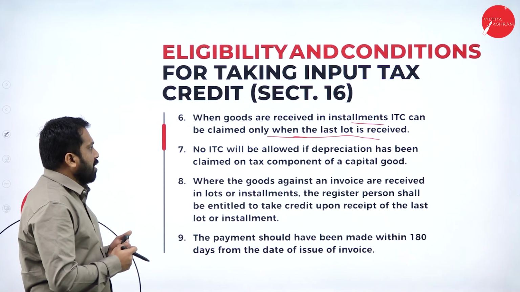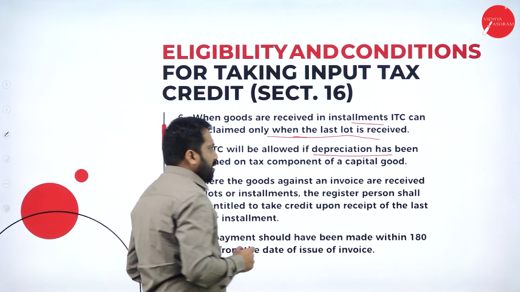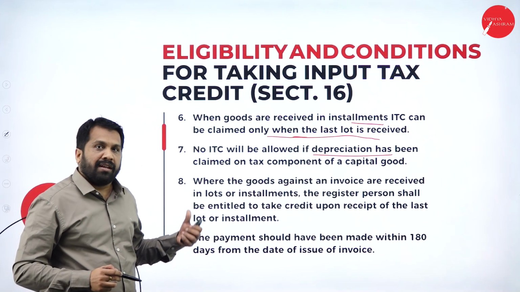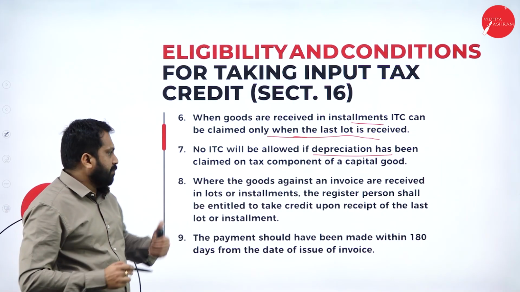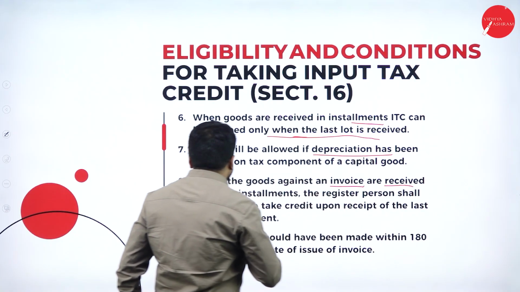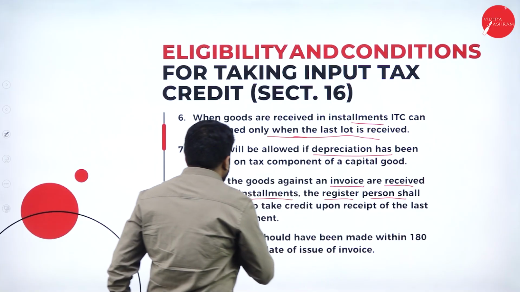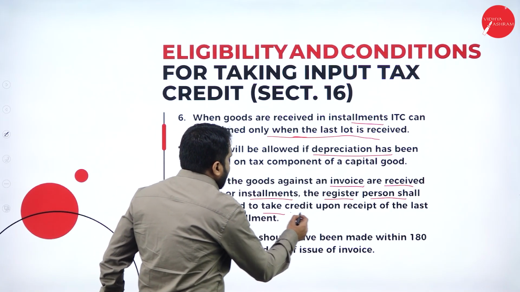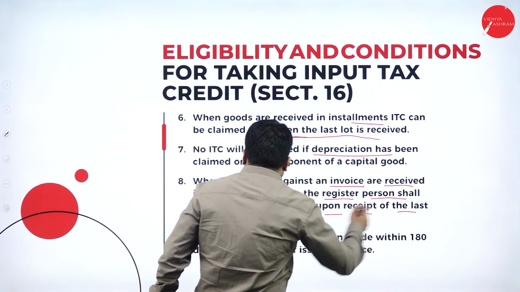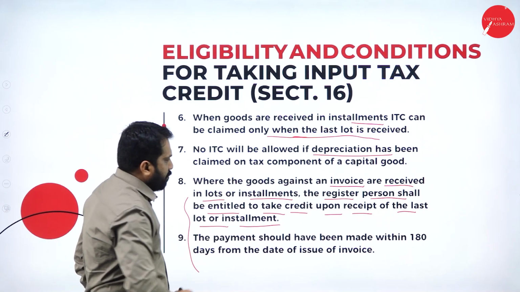Then, no ITC will be allowed on depreciable assets. For example, if the asset is depreciable, then you cannot claim ITC. Where the goods against the invoice are received in lots or installments, the registered person shall be entitled to take credit upon receipt of the last lot or installment. So these are the important points.